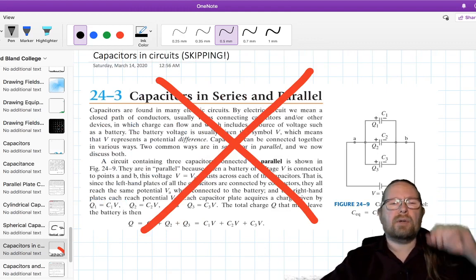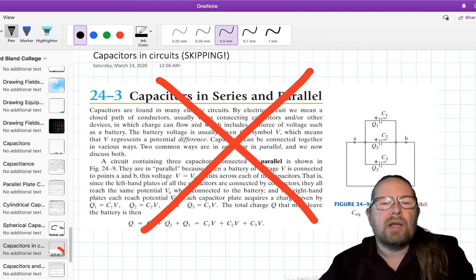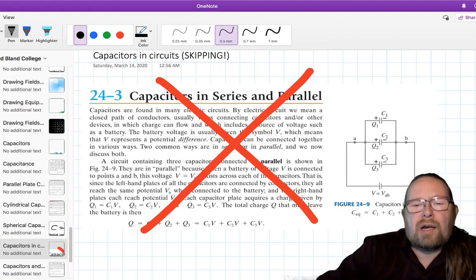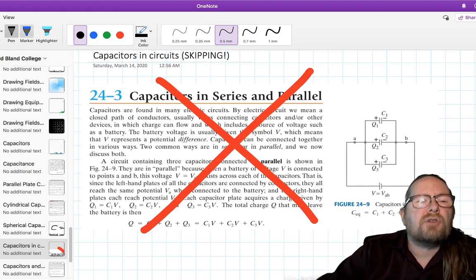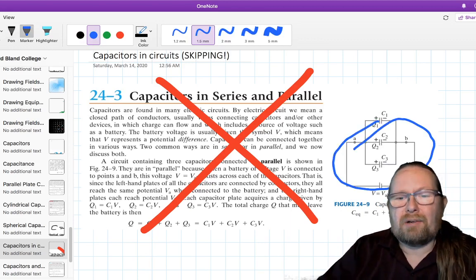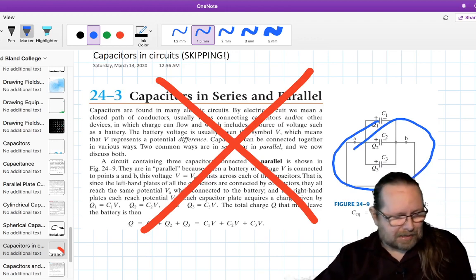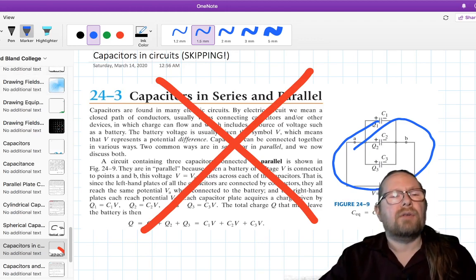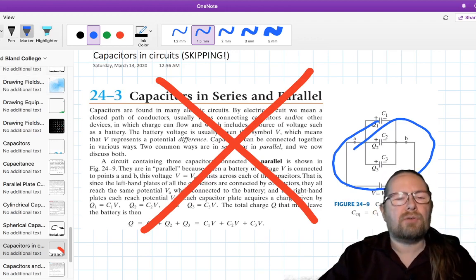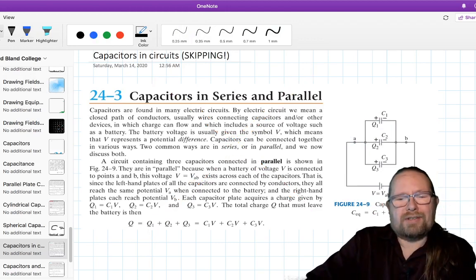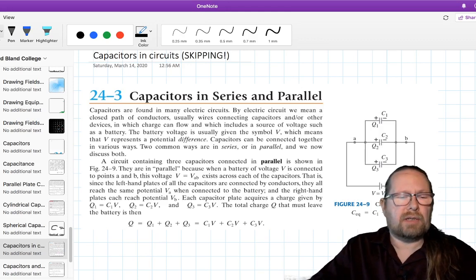Likewise, we are not going to go over section 24-3. This is the reason I said that I usually skip this chapter entirely, because this section talks about putting capacitors in electrical circuits, and we haven't really talked about how electrical circuits work yet. So it doesn't make any sense to me to do that now. We'll come back and look at capacitors in series and parallel, the topic of 24-3, after we talk about circuits and series and parallel circuits in general.